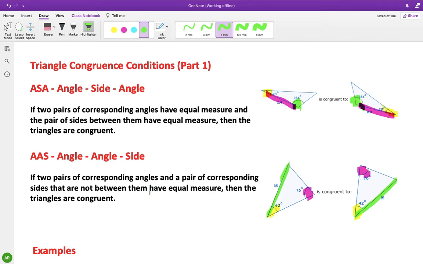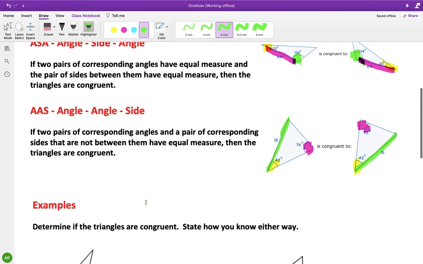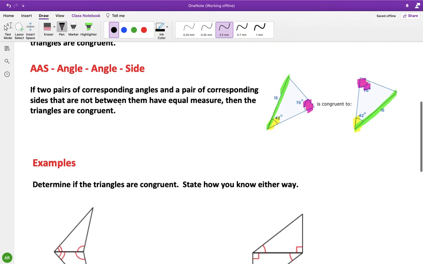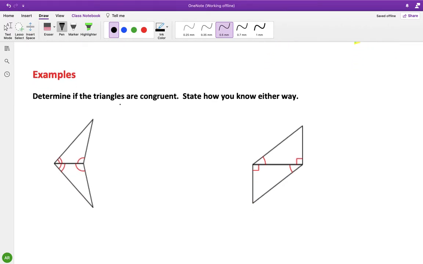Let's play with some examples of this. All right, determine if the triangles are congruent, and state how you know either way. Remember, there are two other three-letter congruence situations we'll talk about in the next video, and we'll briefly talk about how we can use a right triangle in the next one as well. For this one, we're going to focus on ASA and AAS.